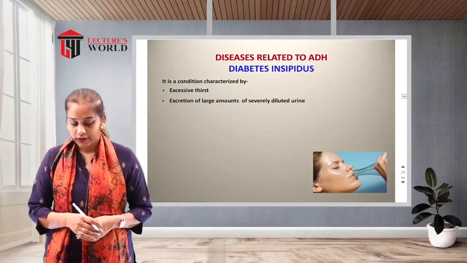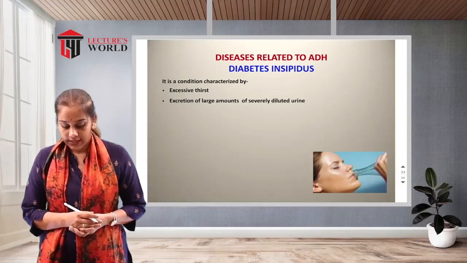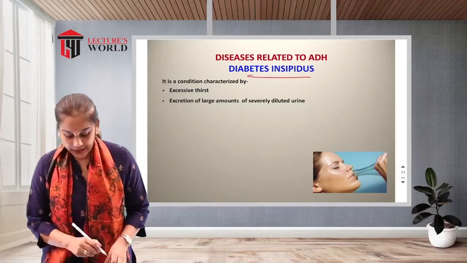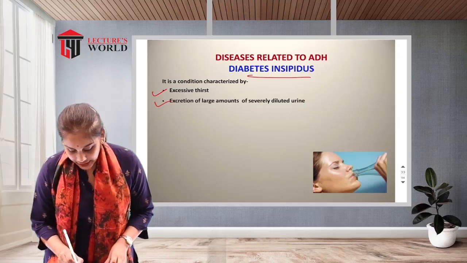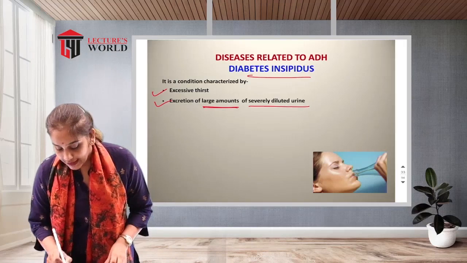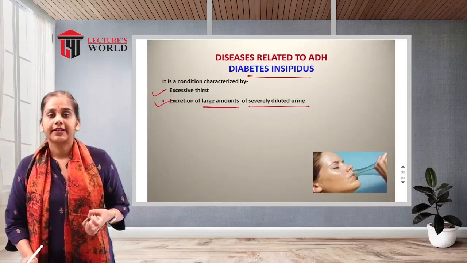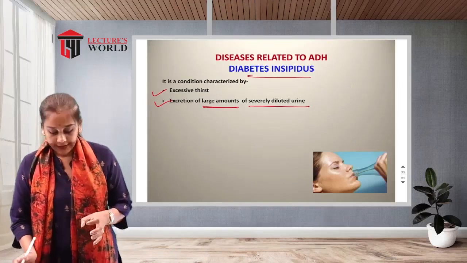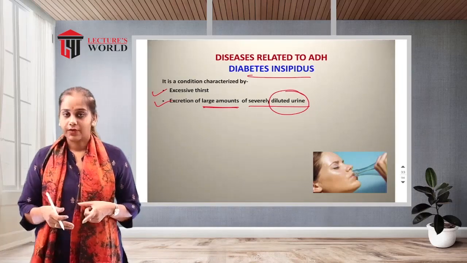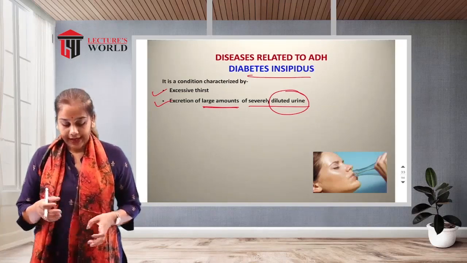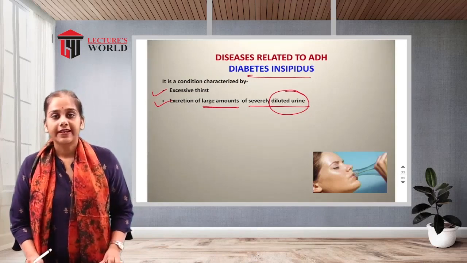Now applied anatomy, or we can say disease related to the antidiuretic hormone. First one is diabetes insipidus. It is characterized by excessive thirst and excretion of a large amount of severely diluted urine. Why? Because they retain the water inside the body, so a severely diluted urine will be there. So these are the two major characteristics of diabetes insipidus.